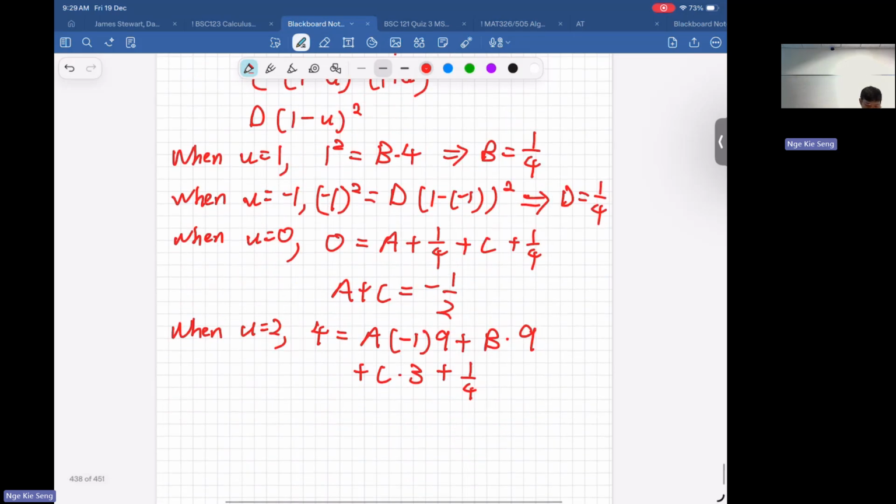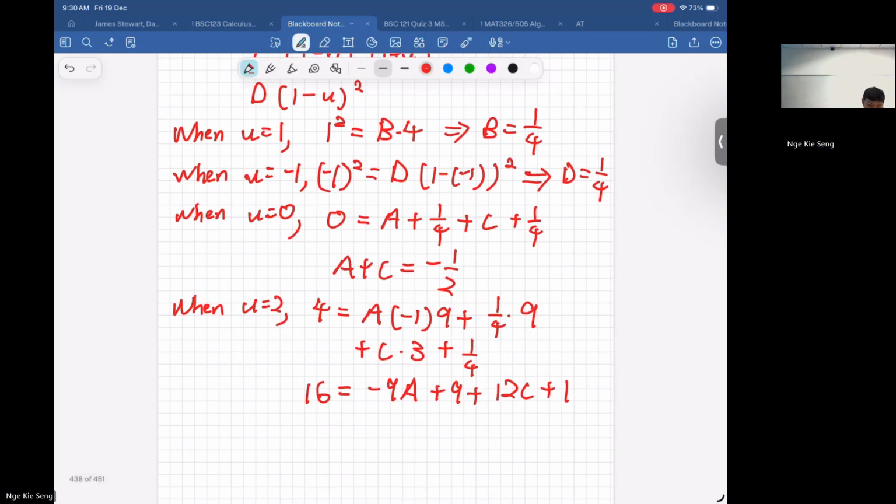Okay, so you got this. Hey, what is our B? B is 1 over 4, so we can put it in. There's a 1 over 4 appearing, right? So maybe we can make the denominator the same. So push everything away. 16 plus minus 9a plus 9 plus 3, so plus 12c plus 1. So what do we get? 16 minus 9, 7, 7 minus 1, 6. 6 equals minus 9a plus 12c.